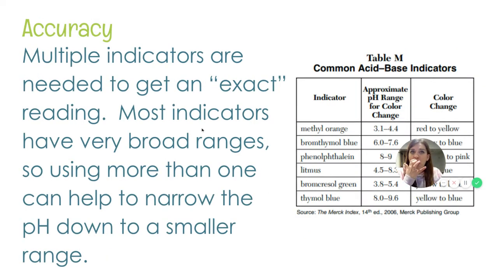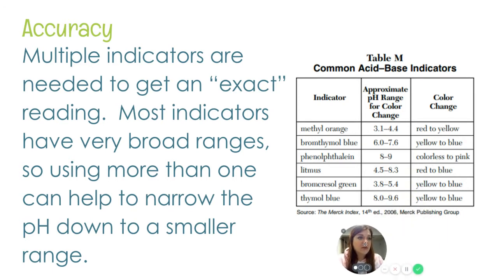So some of our indicators can be found on table M, and these are things that we would add to our solution. So technically they're altering them, but for the most part, we're okay with this. What you could do is add a small amount of your solution to a test tube and then add a drop of indicator if you can't alter your original solution. So if you can see on this table, we have ranges for each of these things.